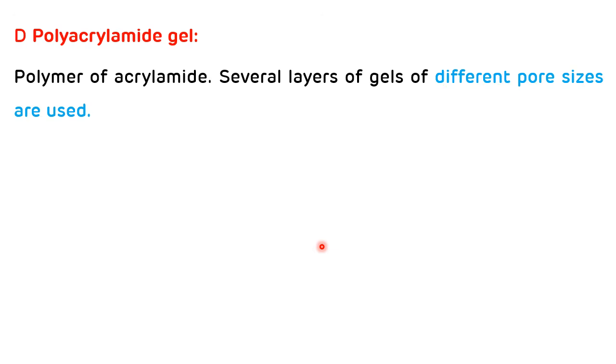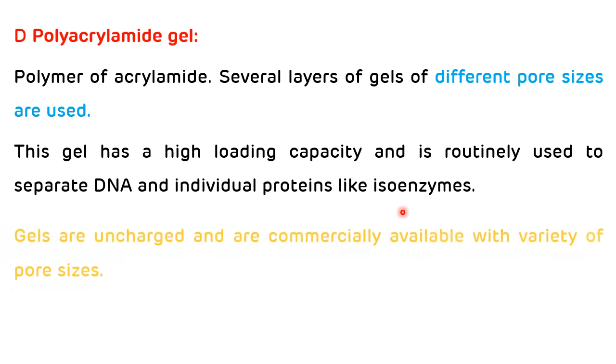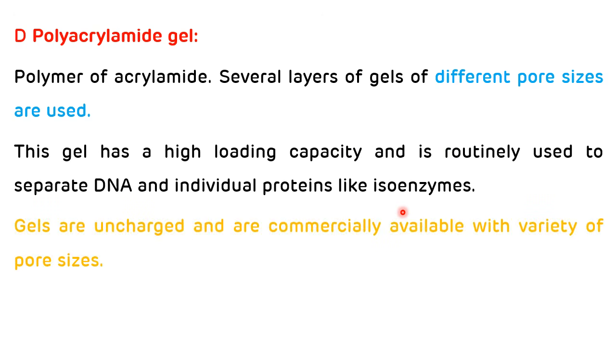Fourth support medium is polyacrylamide gel. Polyacrylamide gel is the polymer of acrylamide. Several layers of gels of different pore sizes are used, and this gel has a high loading capacity and is routinely used to separate DNA and individual proteins like isoenzymes. The gels are uncharged and are commercially available with a wide variety of pore sizes.